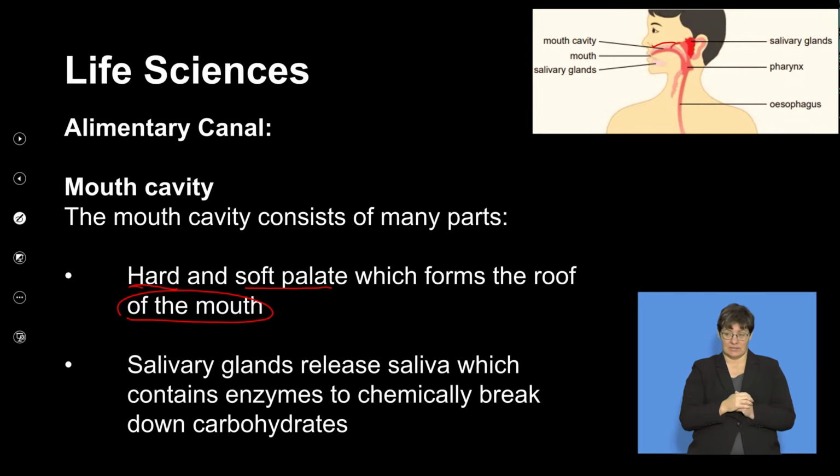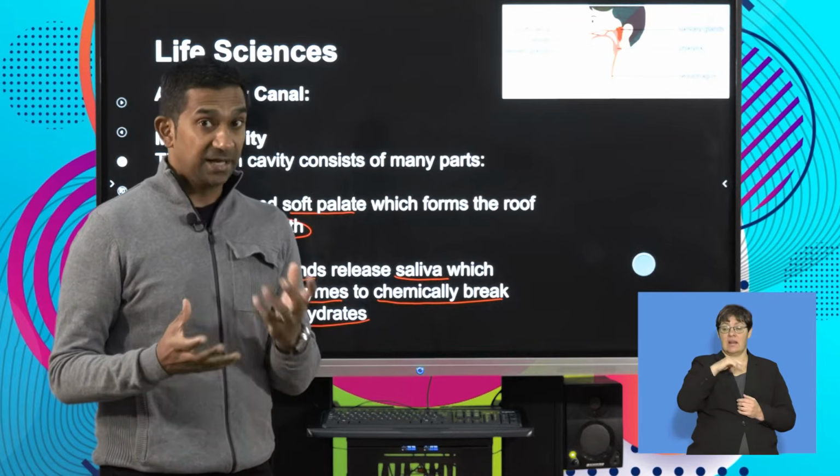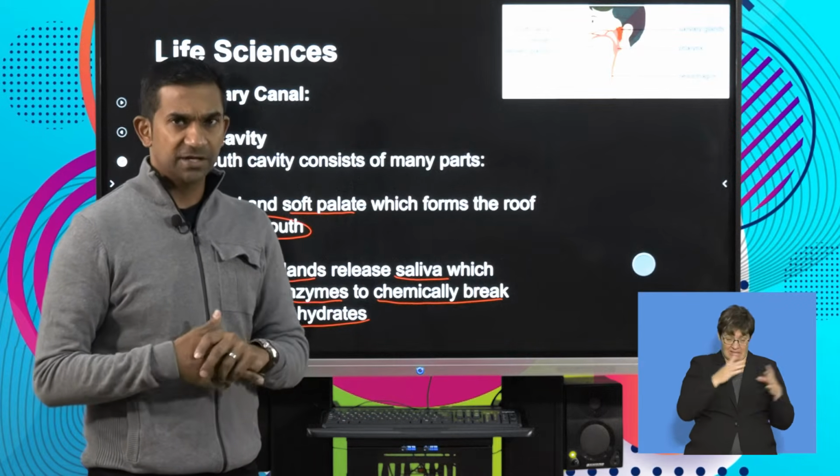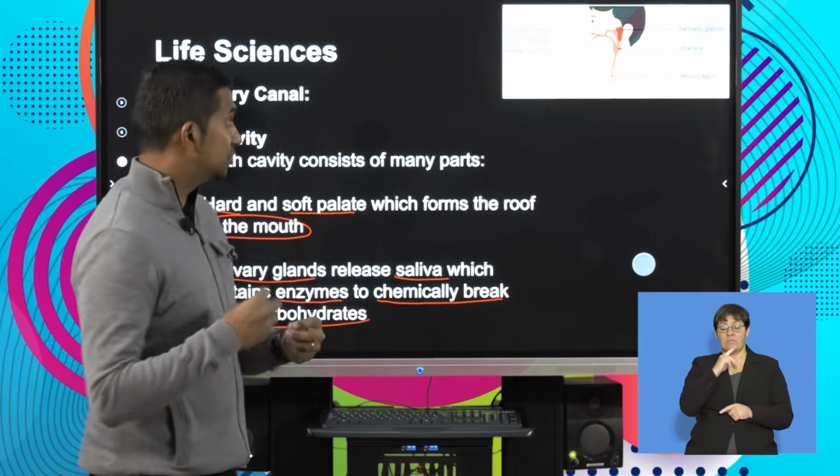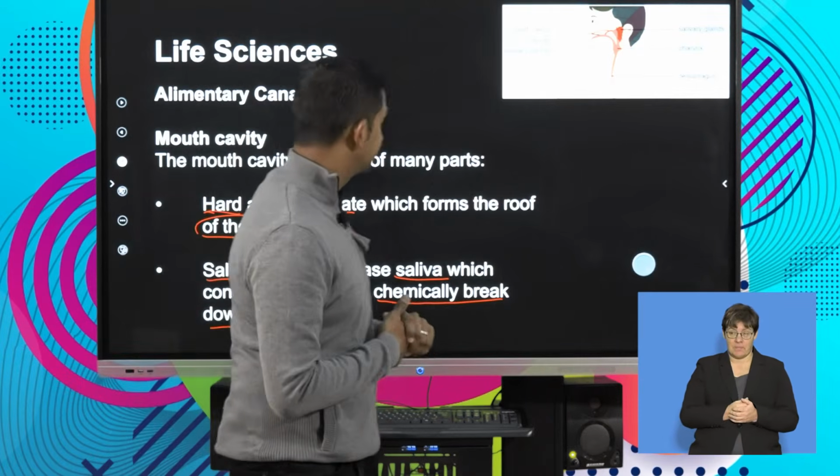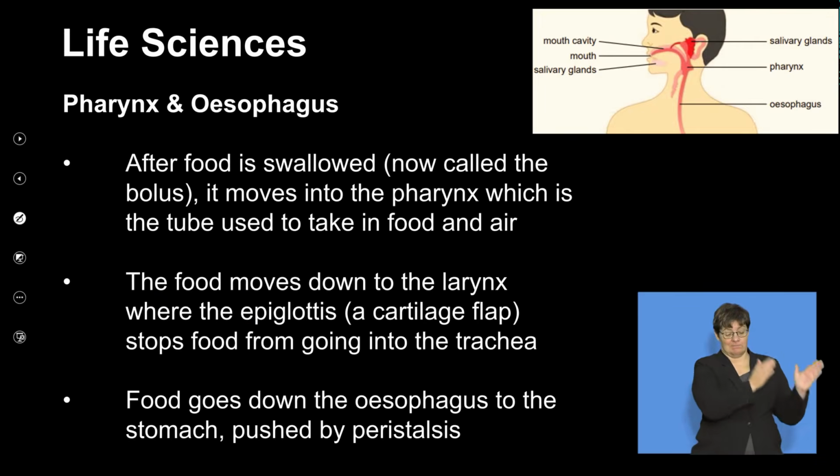We also have three pairs of salivary glands, and these release saliva, which contains enzymes which chemically break down your carbohydrates. So the first process of chemical digestion starts in the mouth, where the salivary glands produce an enzyme called amylase, which starts the digestion of carbohydrates. And that's an overview of just the mouth.